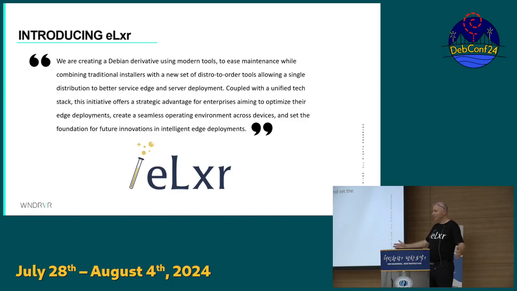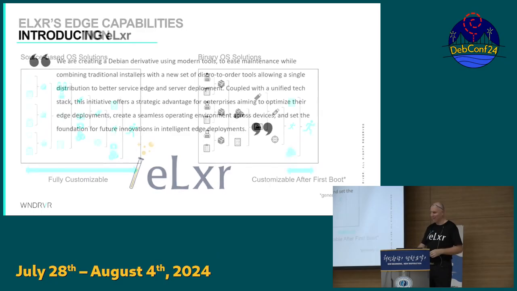So this is the exciting part of the presentation. I do have more, but it's exciting because I get to stand in front of everybody here and announce that Wind River has created a new distribution. It's a Debian derivative, and we're calling it eLxr. Thank you.